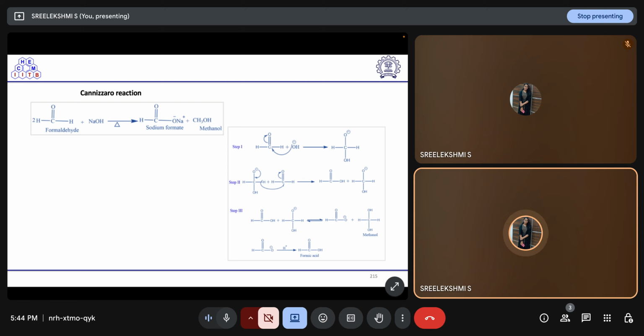So it is a redox disproportionation, we can say, of a non-enolizable aldehyde which lacks an alpha hydrogen, in the presence of strong base, yielding one molecule of the corresponding alcohol and one molecule of the corresponding carboxylic acid.